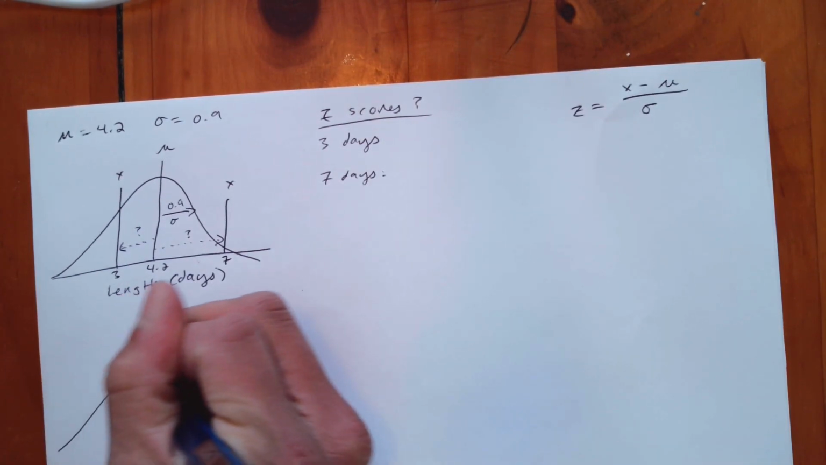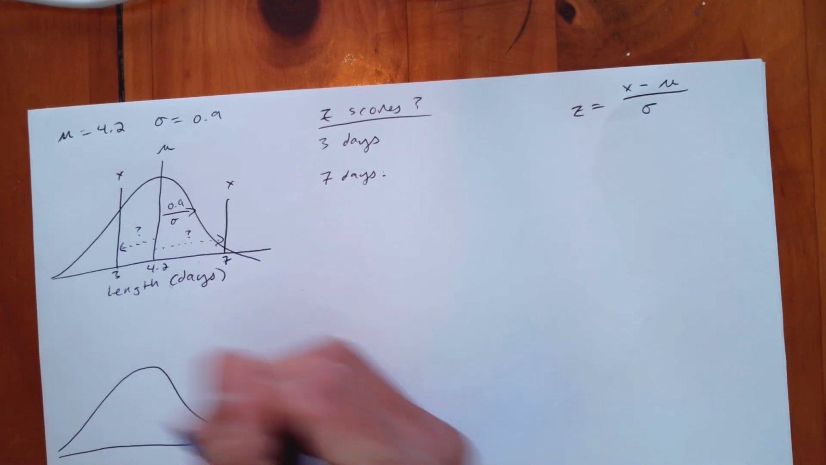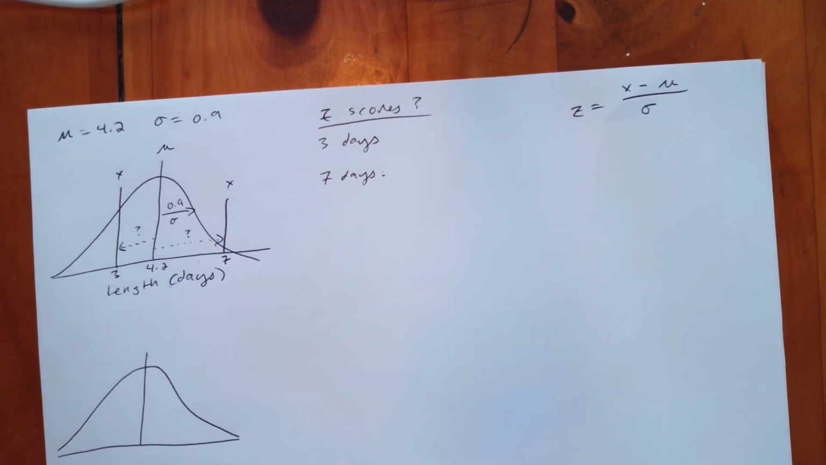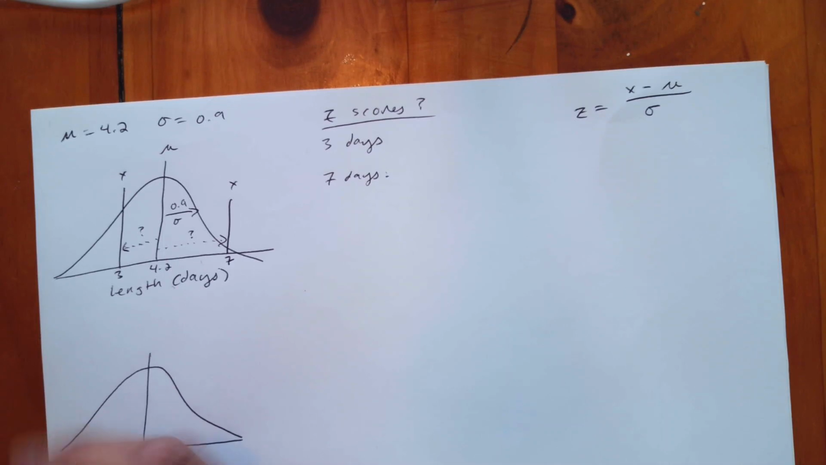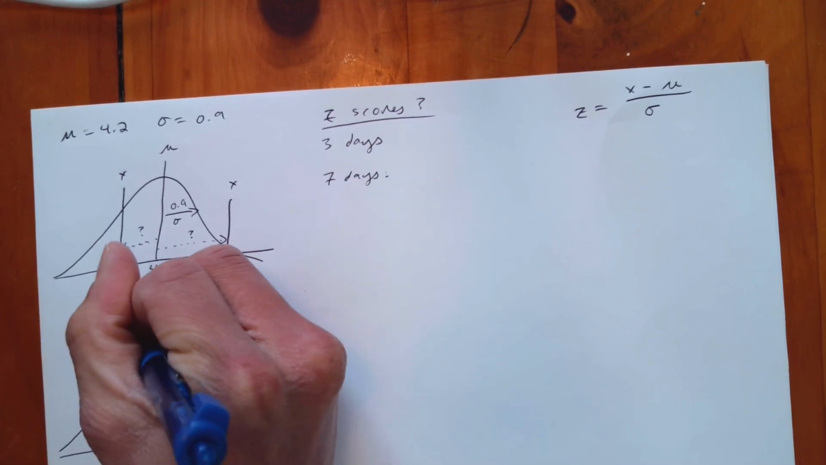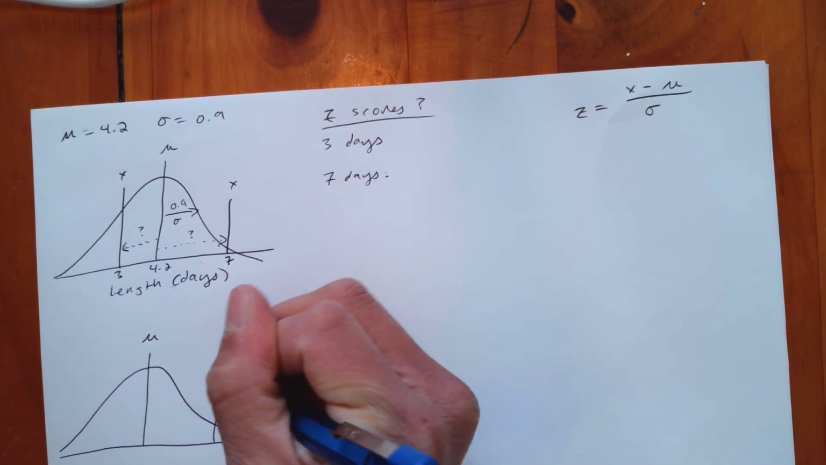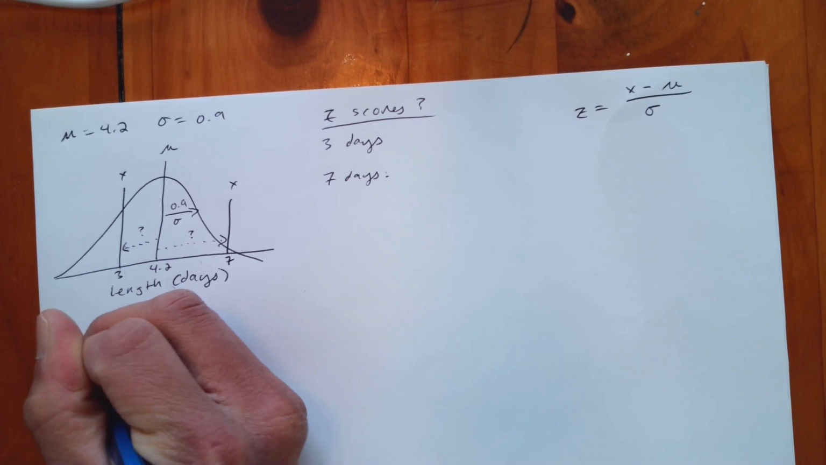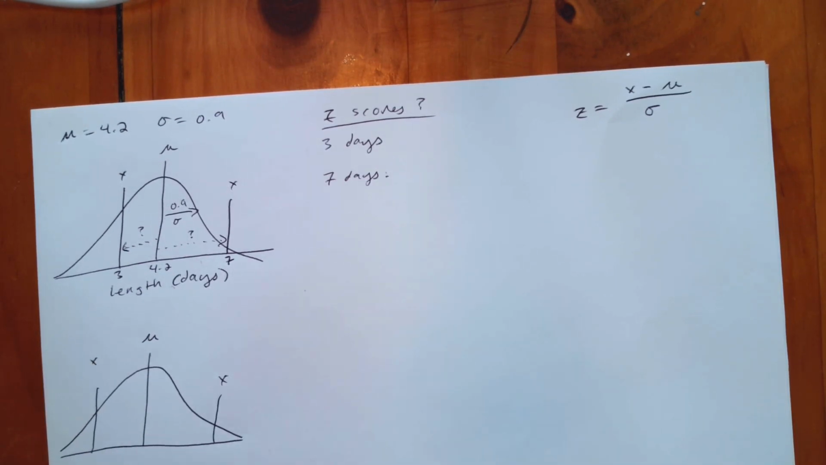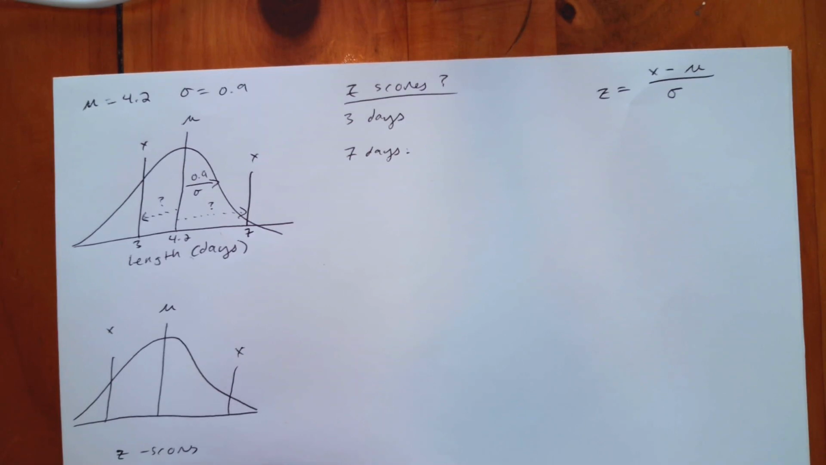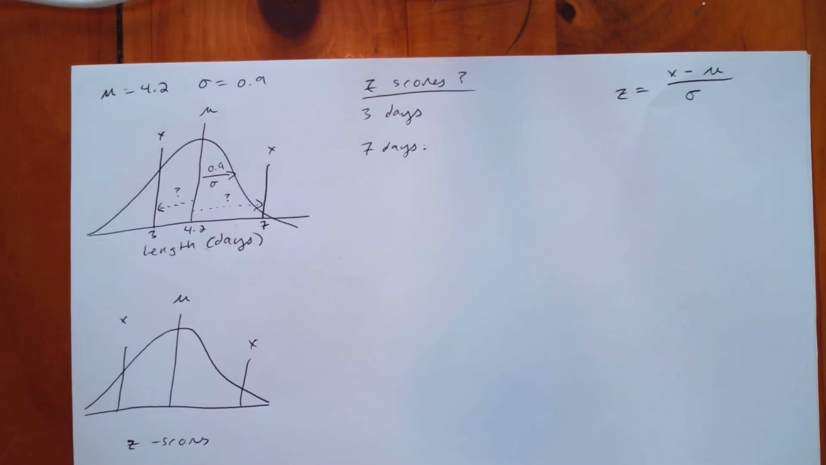We can also redraw this as a standardized distribution. So here we say if we count everything in z-scores, we're going to keep everything about our drawing the same. The only difference is that now we're going to be counting in z-scores instead of counting in days as our units. So it's like converting from feet to inches. We keep everything else the same, but now we're counting in z-scores instead of days.